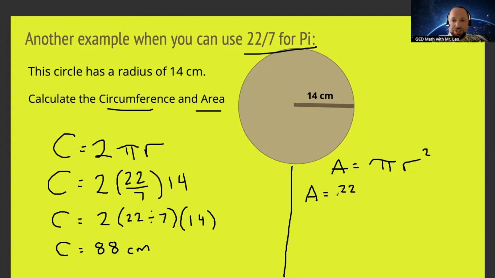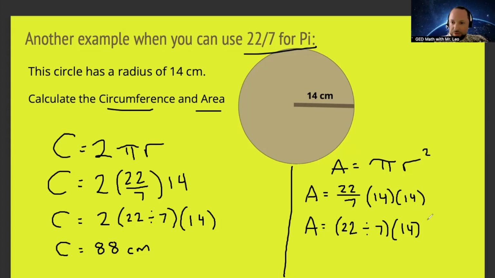I'm pretty sure though on the GED and whatnot, when they want you to do this, they tell you to use it. So, okay, we're going to do radius squared. I'm going to write it out 2 times just to be safe. There's my 14 times 14. And now let's go to the calculator. Remember that fraction, you can just treat it as a division if you want. So this is what I want to get on the screen. 22 divided by 7 times 14 times 14.